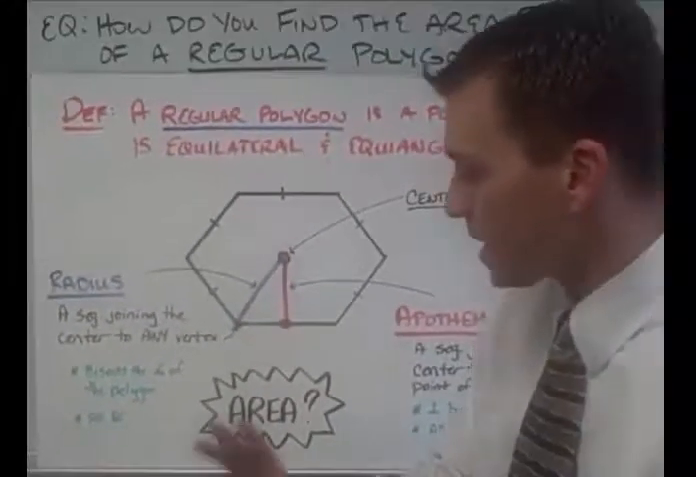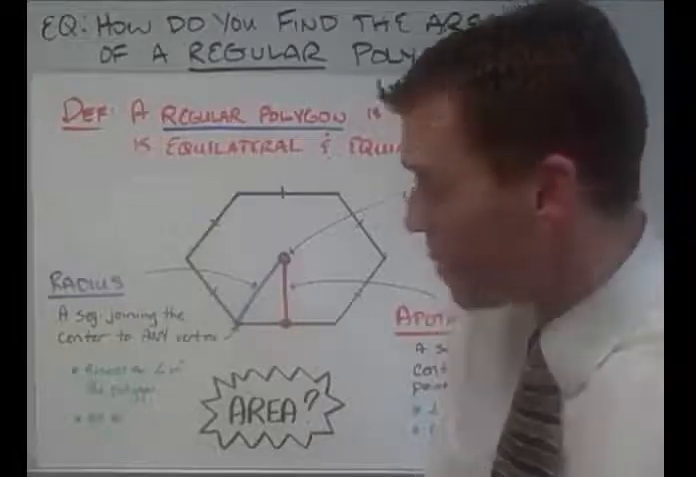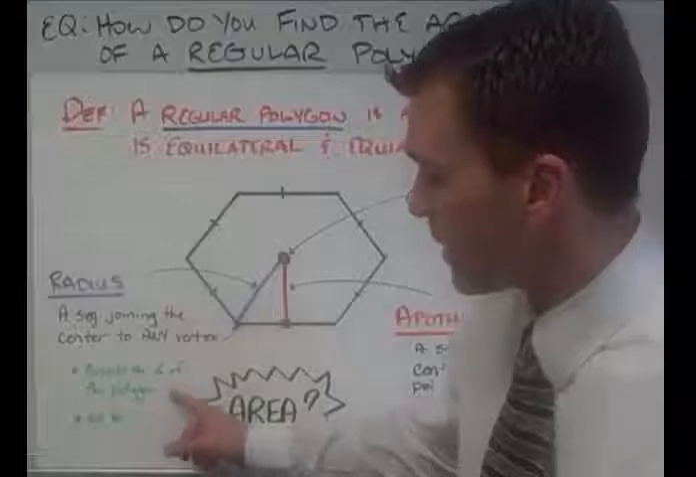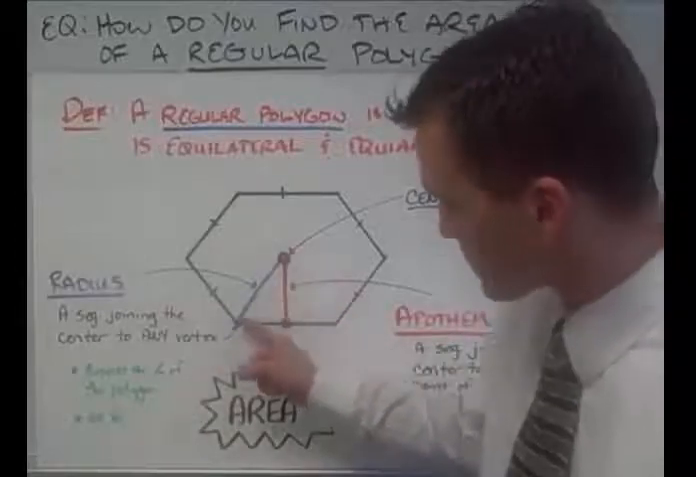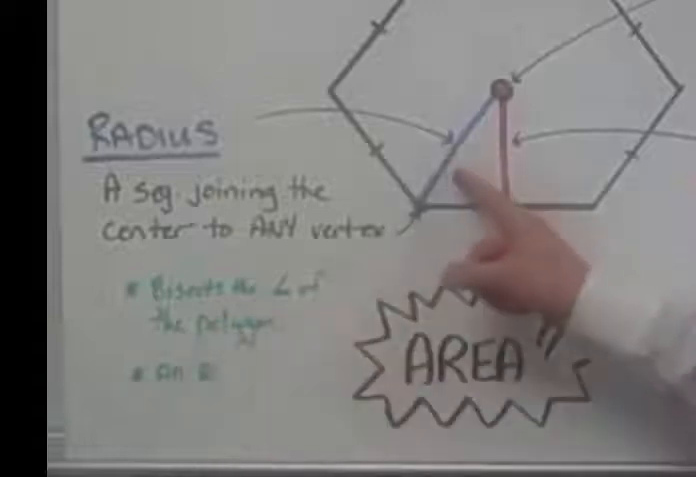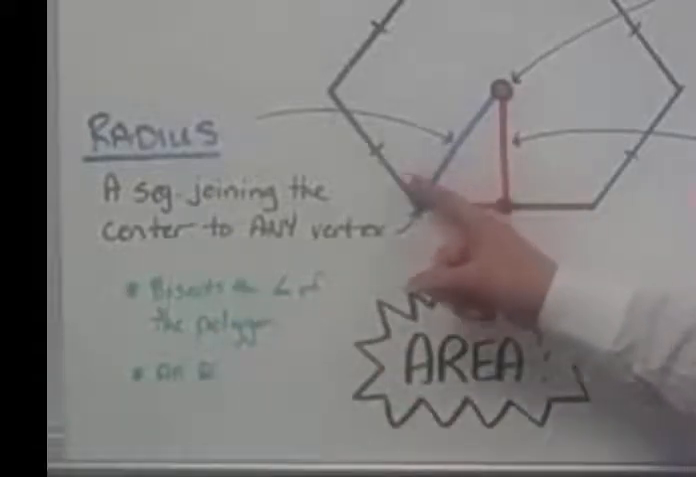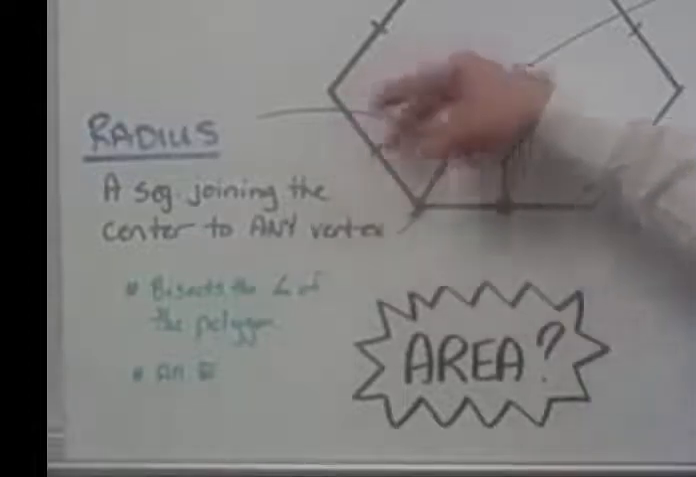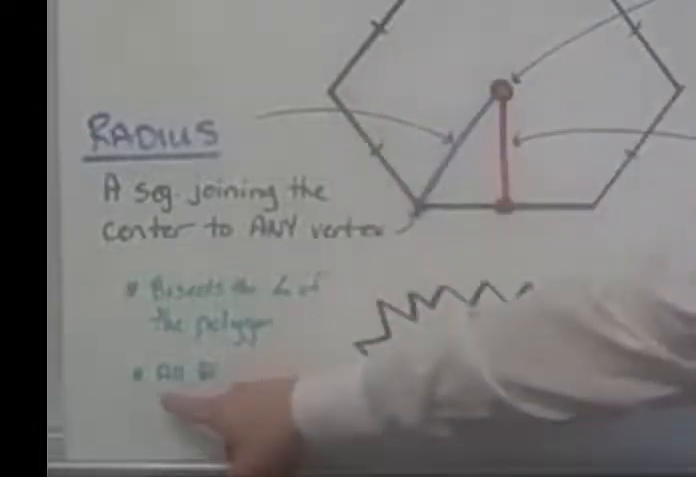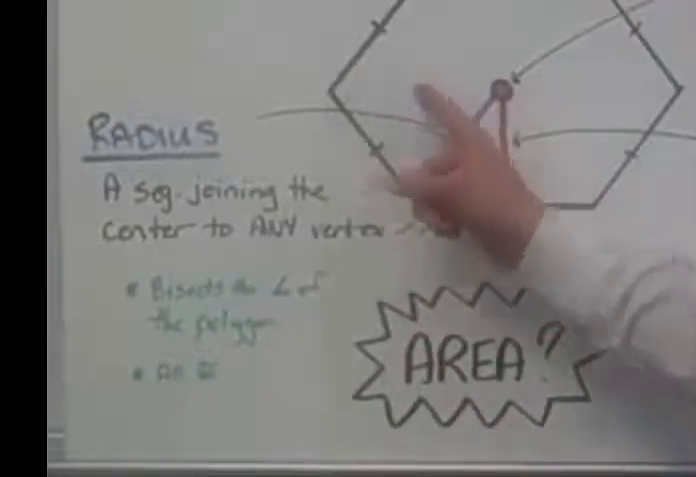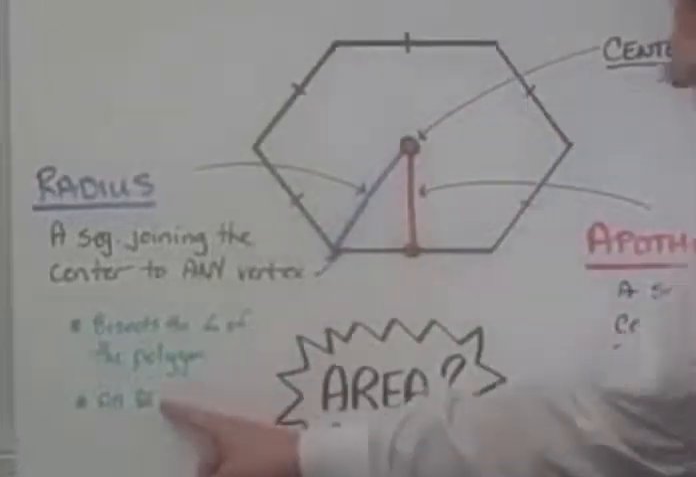So that said, there are a couple of important things about the radius, other than looking in your book, and here are the two that I'm going to point out to you. The radius bisects the angle of the regular polygon. So this radius bisects that big angle into two equal angles right there, as it would over here if you drew it. Both of those angles are equal. It's also important, and this should make sense since we're talking about a regular polygon, that all of the radii that you would draw in the regular polygon are congruent.